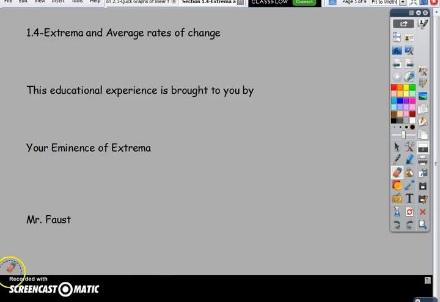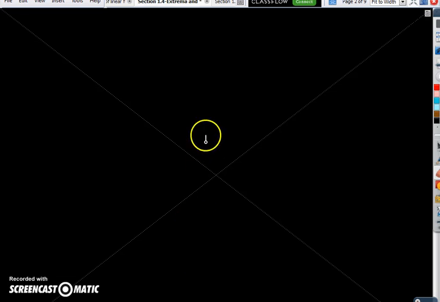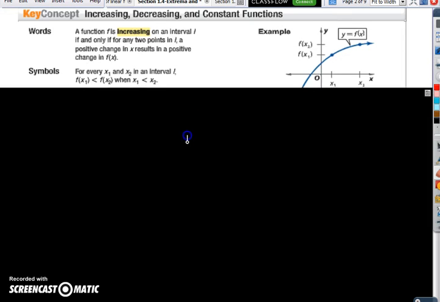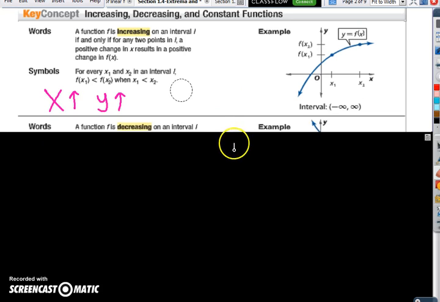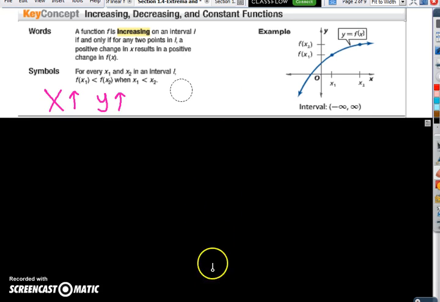So we do have some definitions we need to go over first here. We talked about some of this before in section 1.2, but to give it a little more formal definition: a function f is increasing on an interval if and only if at any 2 points there's a positive change in x results in a positive change in f of x. Well, what the heck does that mean? It's simple. For every x that I have, if I move to the right, my y goes up. So as x goes up, y goes up.